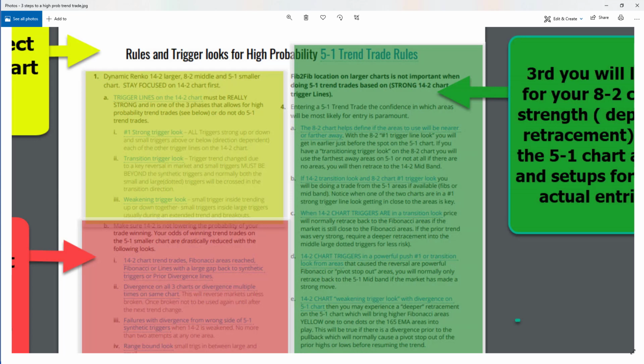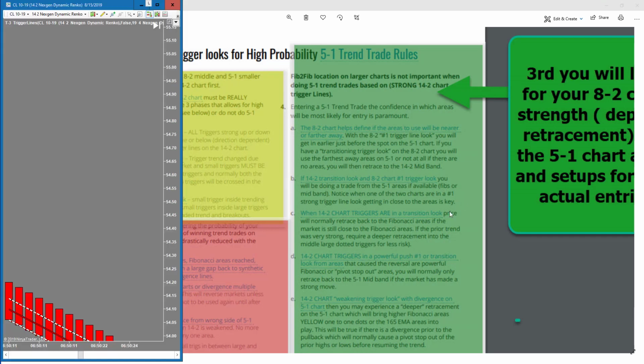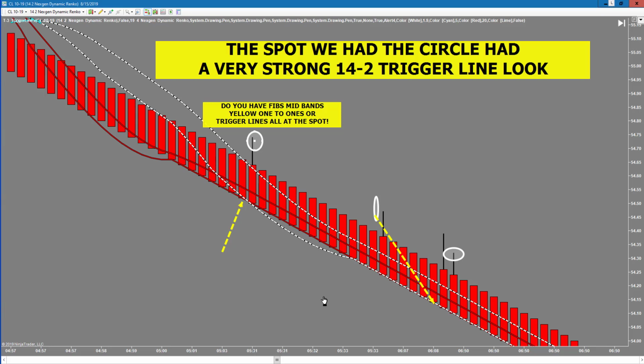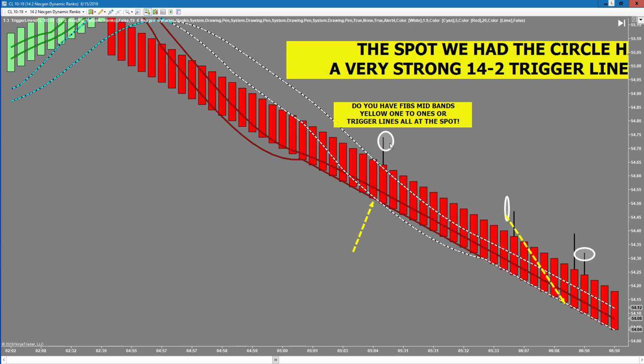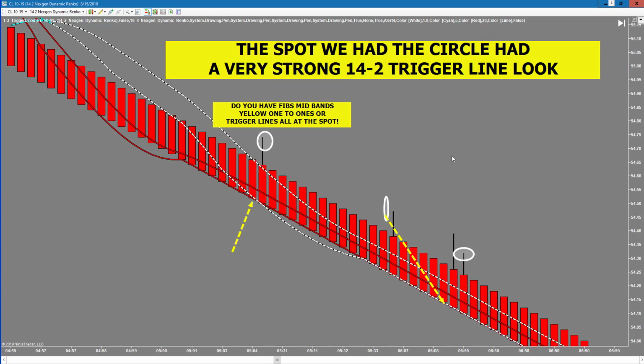David, I know you had stepped out, and again, I won't repeat it. All I did is I took the large chart and I said, where do we have a strong trigger with a tail? So we could show people how to spot trend trades.